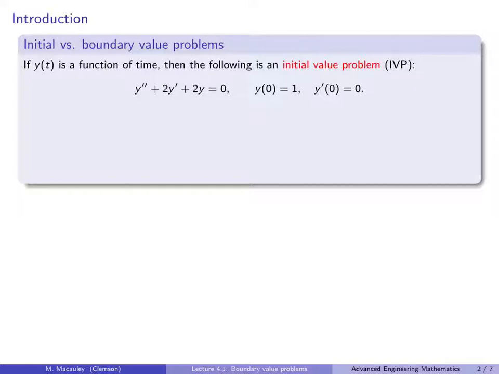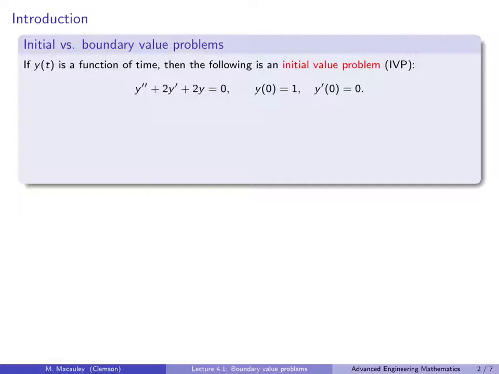So suppose y is a function of time, so we'll write y of t. Then the following is an example of an initial value problem, or an IVP. I'm not going to give you a full complete definition, I'll just give you two examples. You can compare and contrast and understand what the important differences and features of each are.